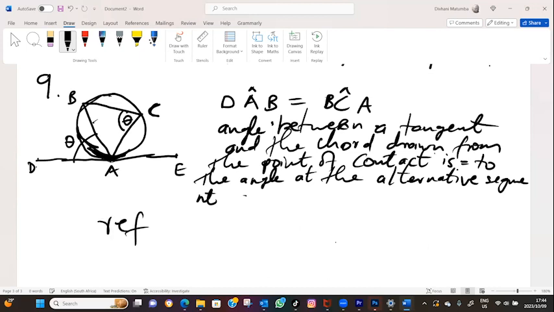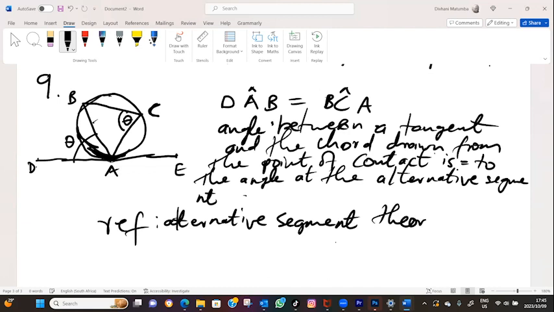Now the reference to this one is alternate segment theorem, or tan chord theorem.